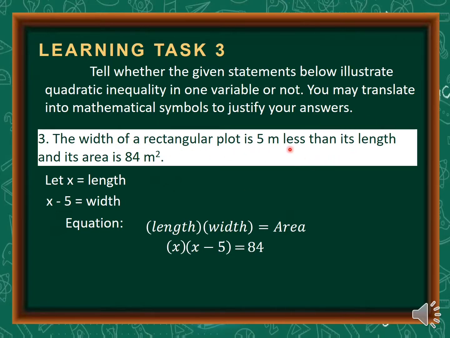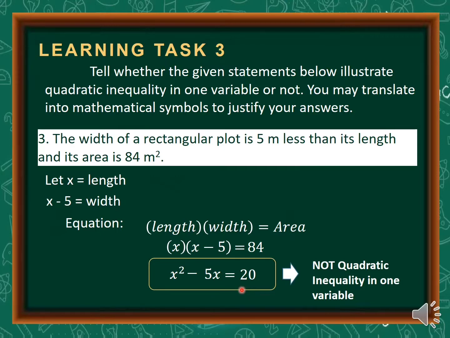The width of a rectangular plot is 5 meters less than its length, and its area is 84 square meters, is equal to 84 square meters. So, ibig sabihin, equal yung ating ginamit. So, again, x times x, we have x squared. X times negative 5, we have negative 5x is equal to 84. Is this an example of quadratic inequality? Correct. So, that is not a quadratic inequality. Why? How are we going to justify our answer? Okay, very good. So, this is an example of quadratic equation since the symbol used is an equal sign.